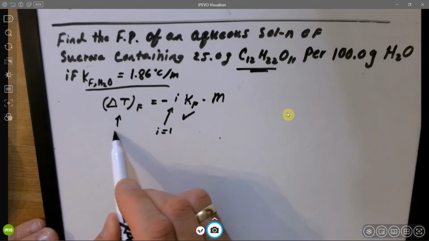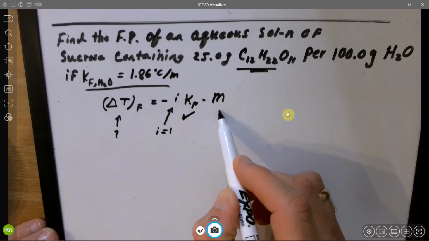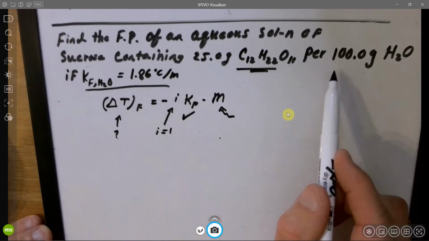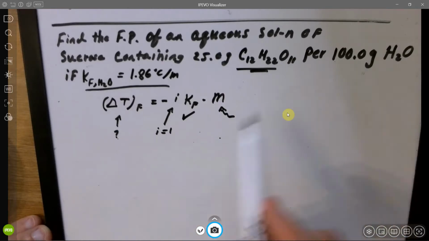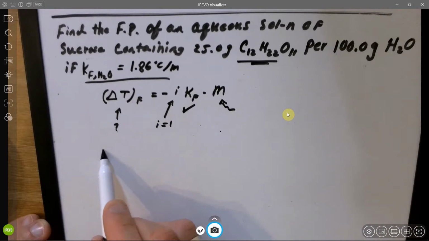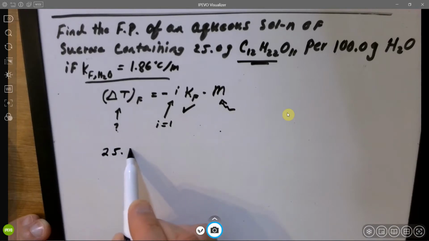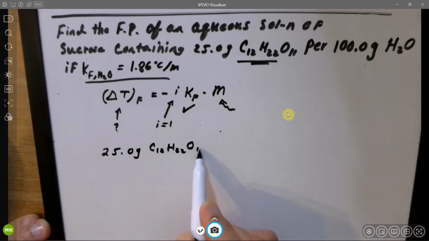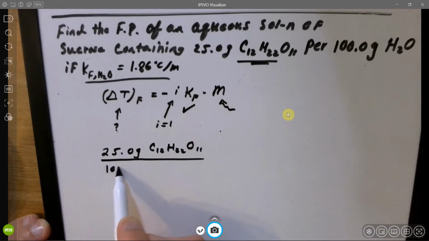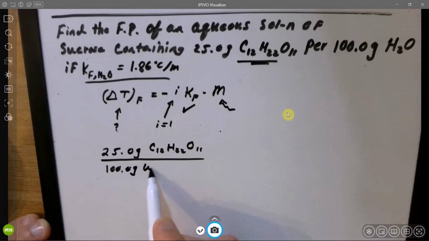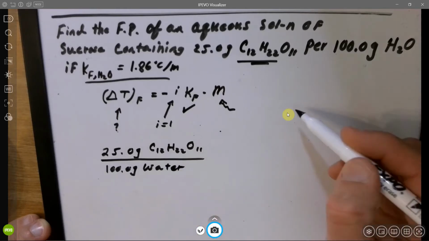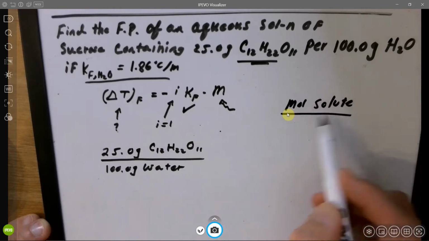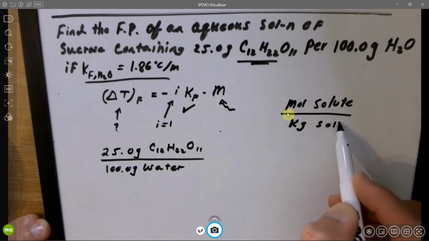We're looking for this, and we're given this. We have to find this in a more agreeable notation. So we have 25 grams per 100 grams of water. So let me just write that down here. We're going to convert this to molality. 25 grams of sucrose per 100 grams of water. And to remind you, molality, I'm going to write that here, it's moles of solute divided by the kilograms of solvent.